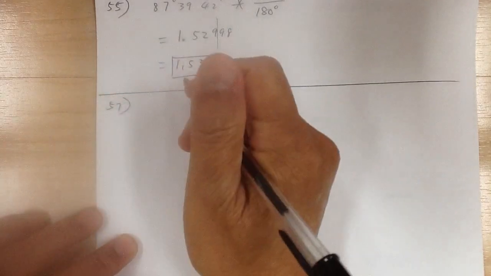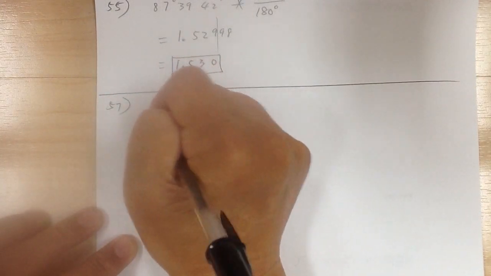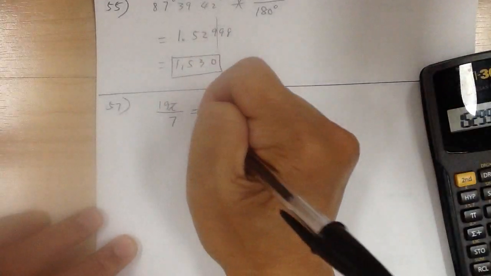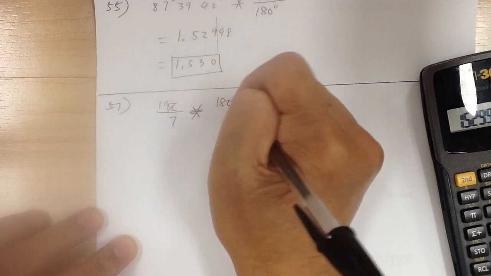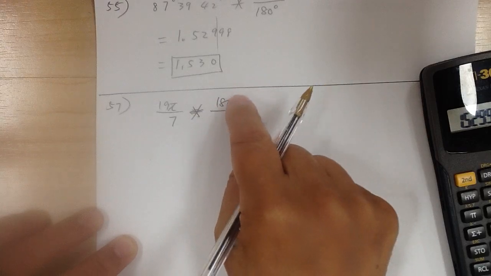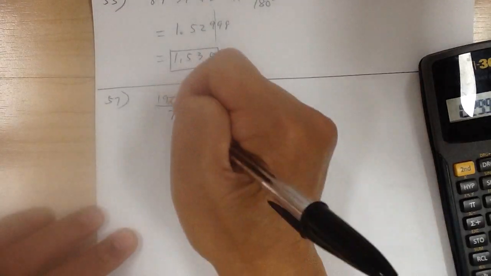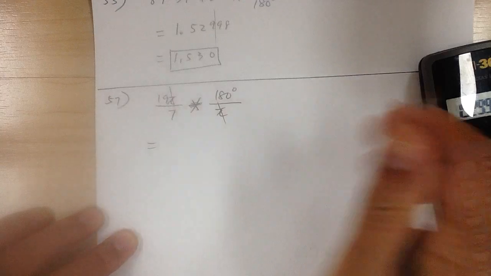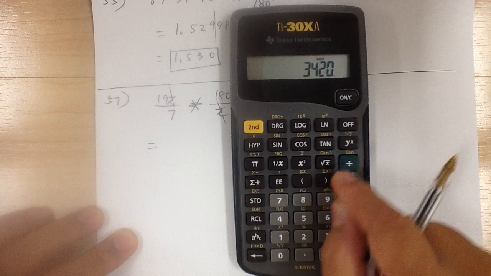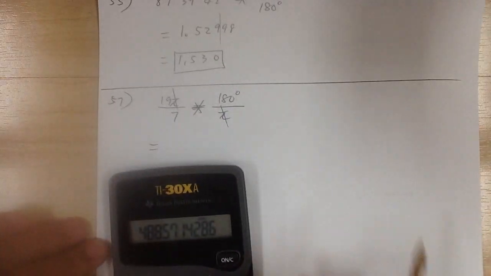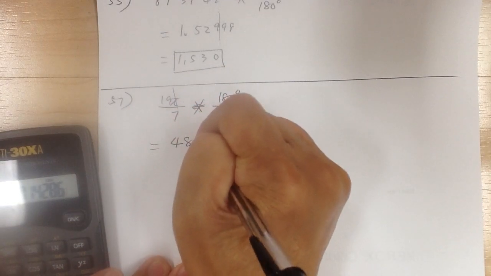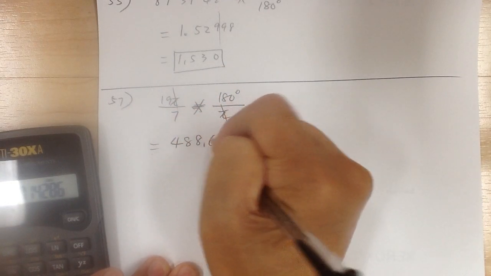Okay. Next one, 19 pi over 7, and this will equal how many degrees? To convert into degrees, whatever you're converting to, that's what you put on top. So if you're converting to degrees, you put degrees on top. The pi will cancel out. So you got 19 times 180 divided by 7 equals 488.6 degrees.